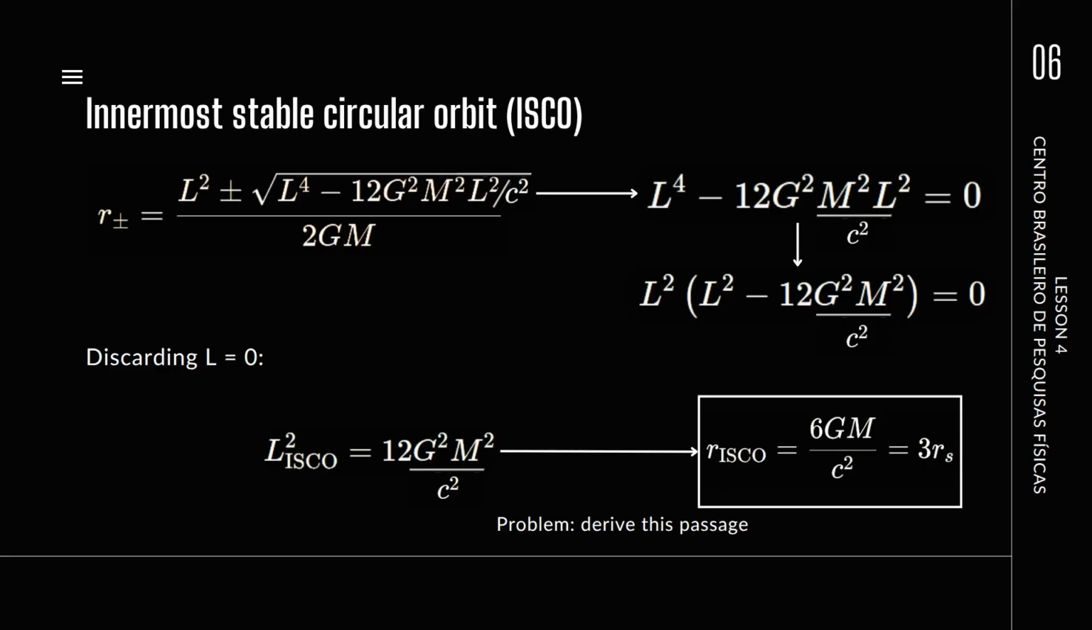Okay, and as a problem for you to do at home, I will ask you to show that the radius of the innermost stable circular orbit can be written as 3 Schwarzschild radii. There is a passage here, but I will give you in the last slide, okay, how to solve that.